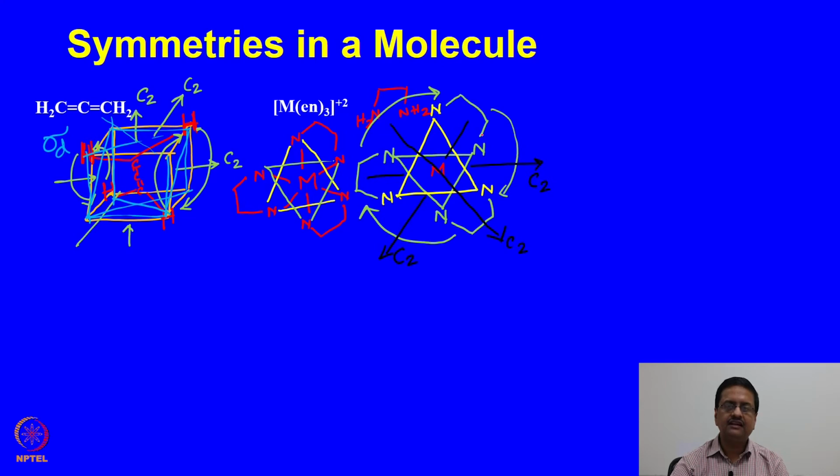So, the nitrogens get interchanged. The nitrogen which is above the plane of the board goes to below the plane of the board, and the one which is below the plane of the board comes to above the plane of the board. So, this particular molecule has a C3 plus 3 perpendicular C2s.